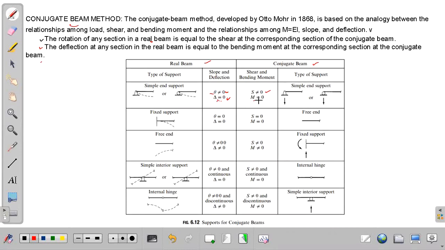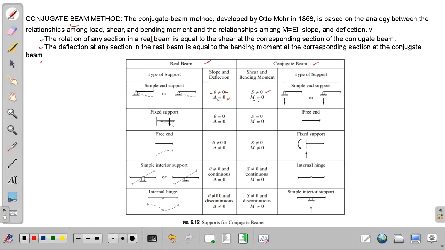Okay? So if your type of support in your real beam is simple end support, your support in the conjugate beam is still the same. Simple end support pa rin yung support natin sa conjugate beam.